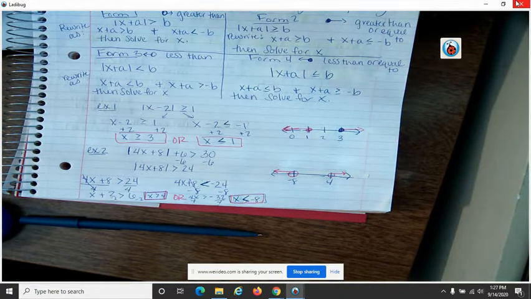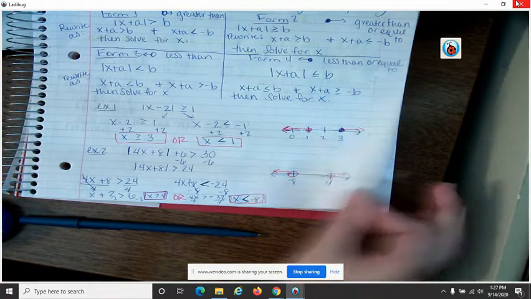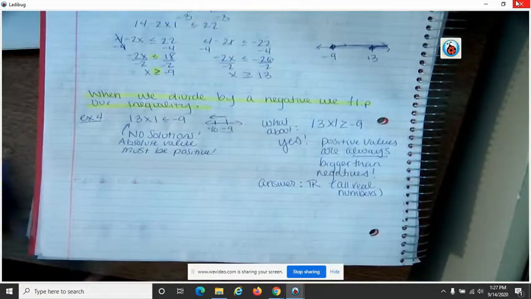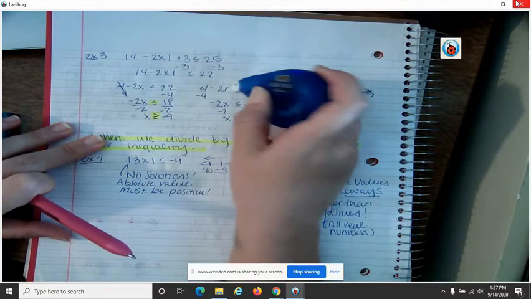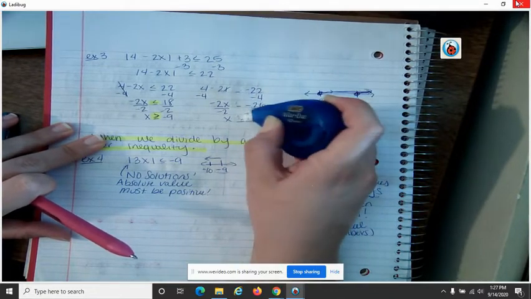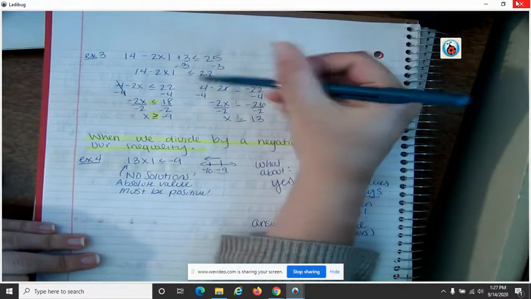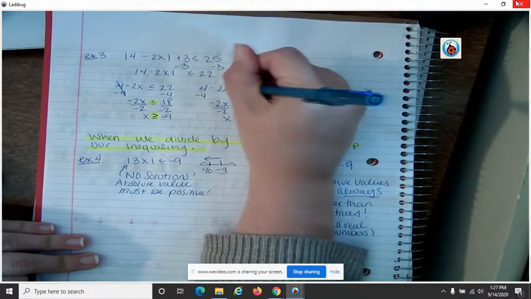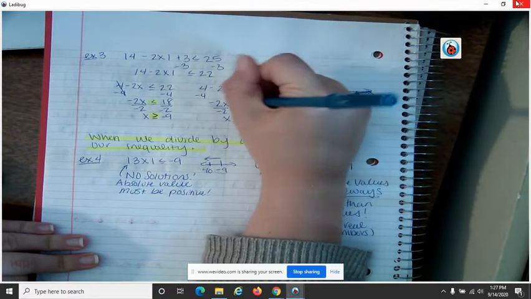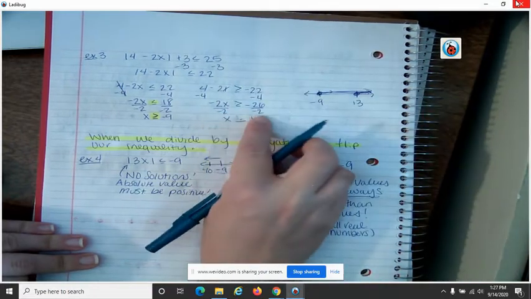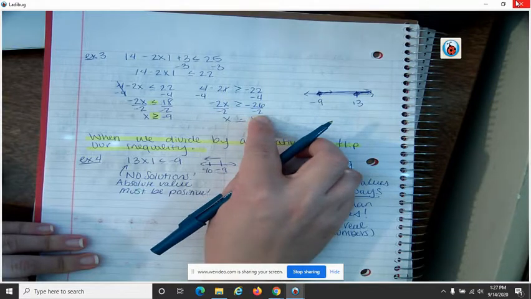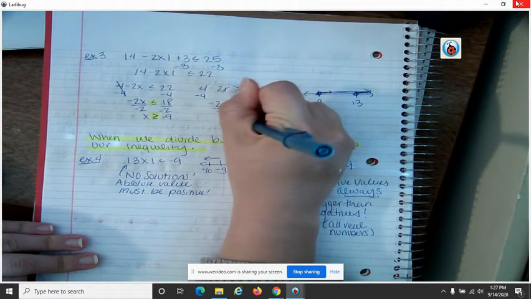So that's example 1 and example 2. I'm going to flip it over for 3 and 4. So in 3 and 4, we have to switch the sign when we have our negative. Okay, so instead of less than or equal to here, we're going to have greater than or equal to, and then greater than or equal to here. But then here, we have our negative number that we're flipping. So this is going to be a less than or equal to.